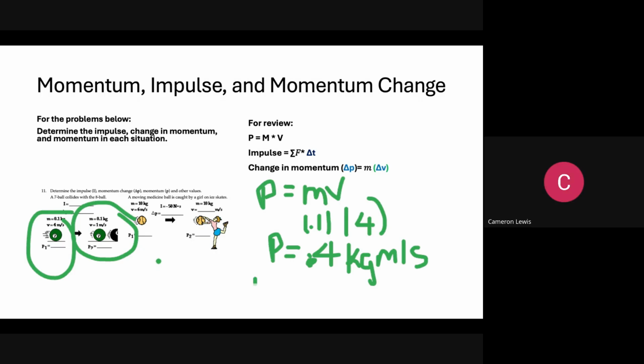No. But what did change? The velocity. So now we have 0.1 as the mass, and the velocity now instead of 4 is what? 1. So now we could look at it as 0.1 times 1, which is 0.1. So now we have 0.1 here, and then 0.4 here.